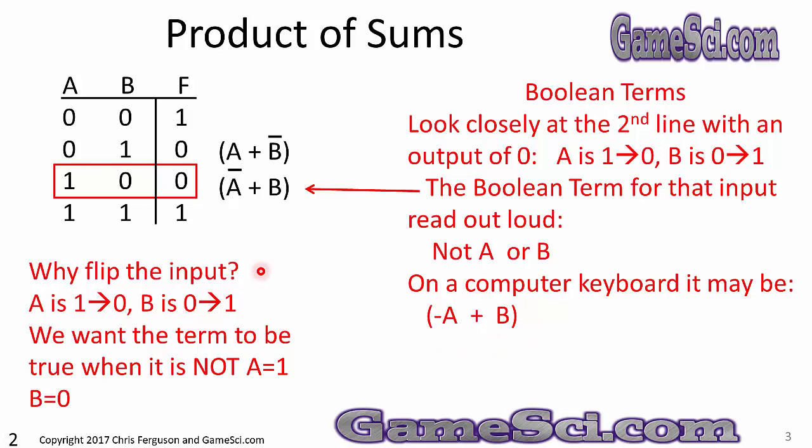Why flip the input? A is 1 and we change it to 0 and make it not A. B is 0, we change it to 1 and make it plain old B. We want the term to be true when not A equals 1, B equals 0. When it's not this line of the truth table, we want to output a 1.